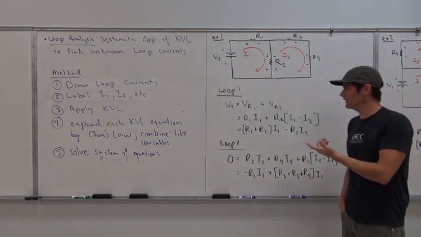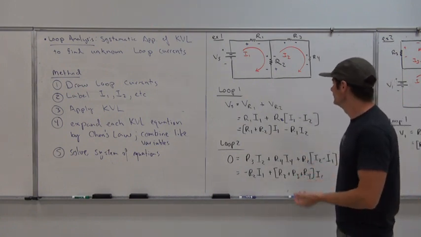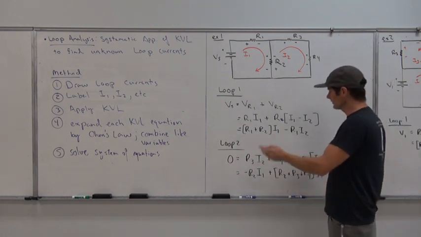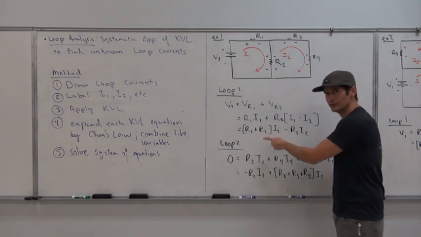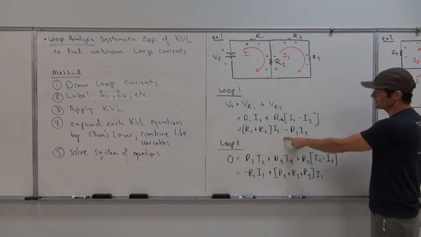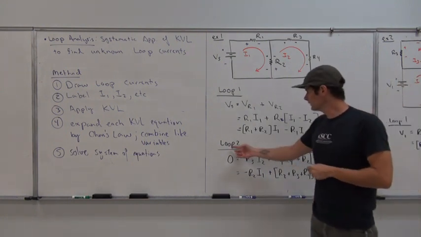So once we do that, we want to write out the system equation by combining all the like variables together. The like variables of I1 would have the coefficients of R1 plus R2, and then minus R2 times I2. So let's take a look at loop 2.